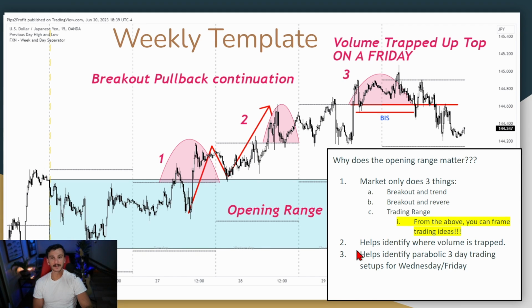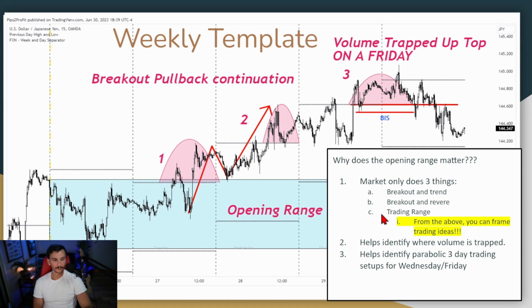Now, if we were to expand to a larger time frame, let's say the 15 minute, and we were to look at over the period of an entire week, we can apply those same concepts to the rest of the market. If we have Monday, and that creates the opening range for the week, the market can then only stay within that range. It can break out, pull back, and begin to trend, or it can break out and then fail, causing a reversal. Why does the opening range matter?